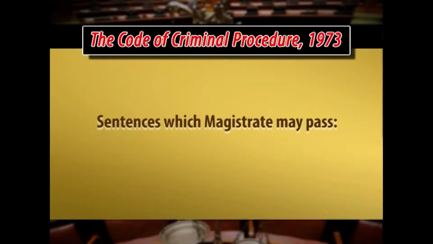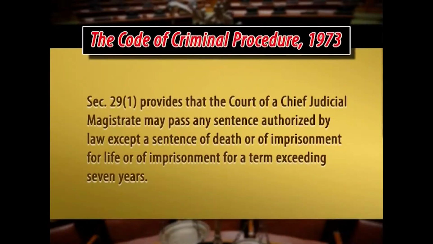Now come to sentences which the magistrates may pass. The sentences which the Chief Judicial Magistrate, Judicial Magistrate First Class and Judicial Magistrate Second Class and Metropolitan Magistrate may pass are given under section 29 of the code. Section 29 subsection 1 provides that the court of a Chief Judicial Magistrate may pass any sentence authorized by the law except a sentence of death, imprisonment for life, or of imprisonment for a term exceeding 7 years.